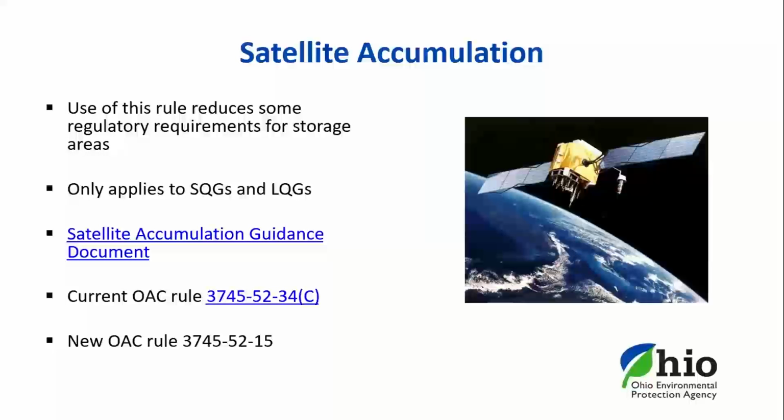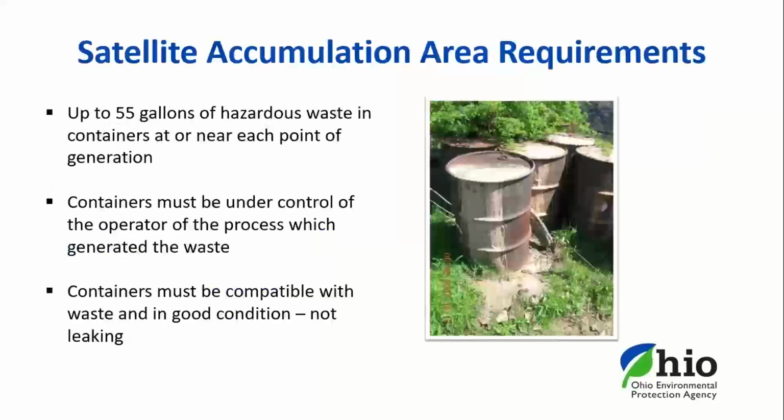Satellite accumulation refers to a storage location where your hazardous waste initially accumulates as you're generating it. The satellite accumulation rule only applies to SQGs and LQGs. The rule stipulates that each satellite accumulation area can have up to 55 gallons of hazardous waste per waste stream, or 1 quart of acute hazardous waste.